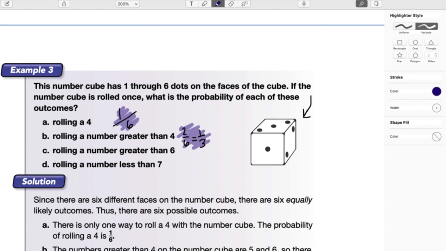All right, let's take a look at this next one, part C. So we're going to roll the number greater than 6. So we know we only have 6 different choices, but of the 6 different choices, no number is greater than 6. So we have 0 out of 6. This can't happen. And finally, rolling a number less than 7. Well, that happens all the time. Every number on the number cube or in the die is less than 7. So that's 6 out of 6. And that's how we calculate probabilities.